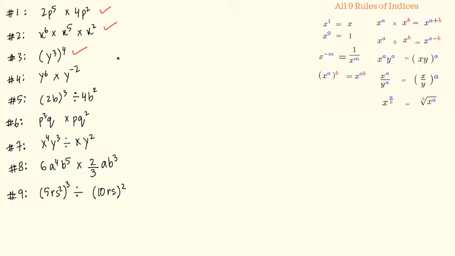Next, in question number 4, I have y to the 6 times y to the minus 2. These two terms that are getting multiplied have the same base, so I'm going to add the powers. This becomes y to the 6 plus, and the next number is minus 2. So I'm going to write a minus 2 in the bracket because it has a negative sign with it. And plus times minus is minus, so this becomes y to the 6 minus 2. 6 minus 2 is 4, so this becomes y to the 4. This is my answer. This was one way of doing this problem.